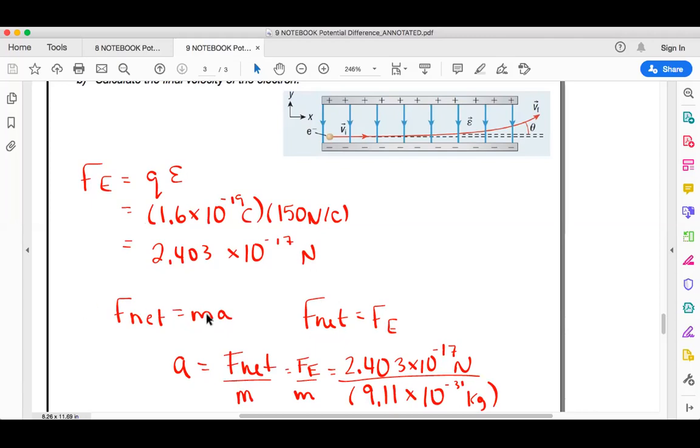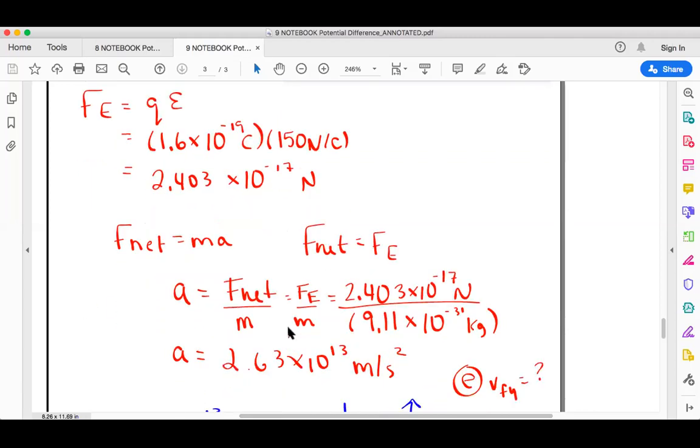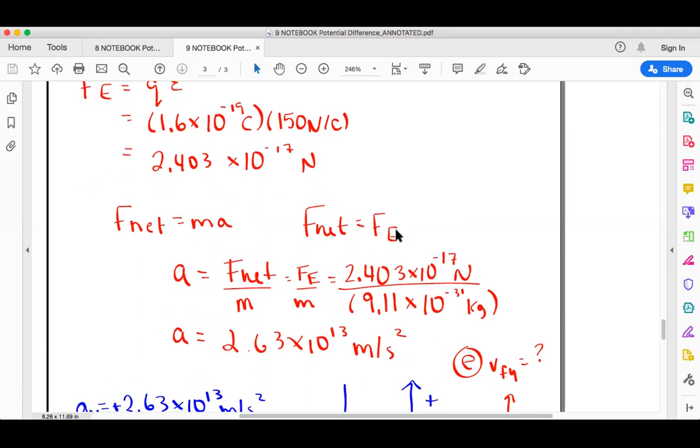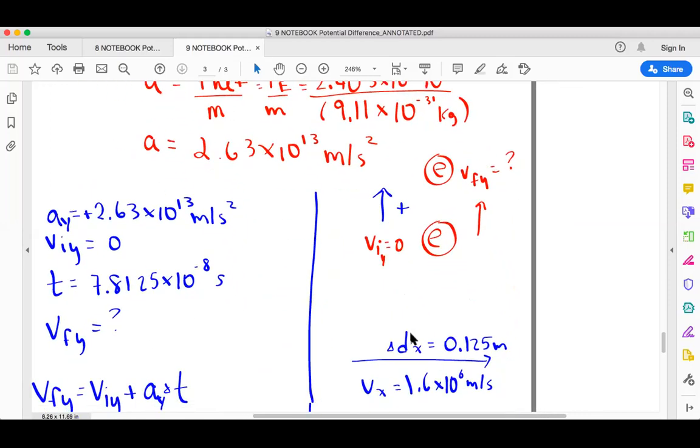And we know net force is Ma. So we've got Ma equals Fe. So we can rearrange to solve for A equals Fe over M. And we get our acceleration, 2.63 times 10 to the 13 meters per second squared. And that's upwards towards the positive plate.